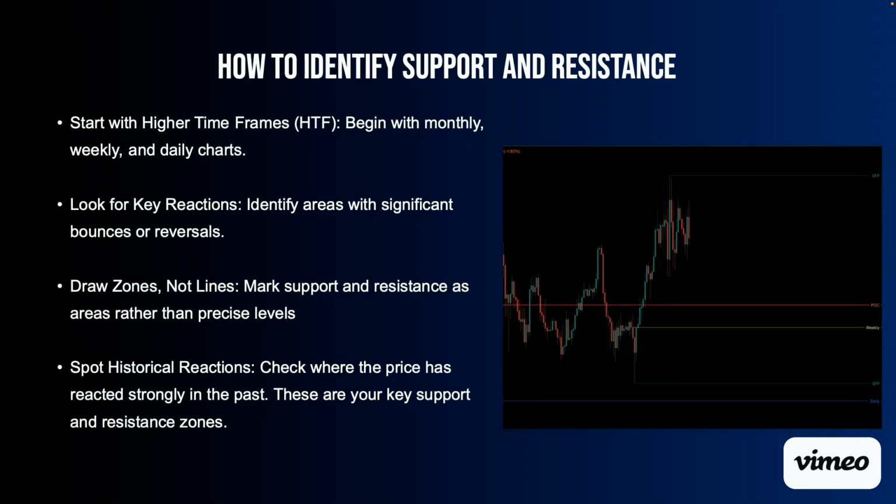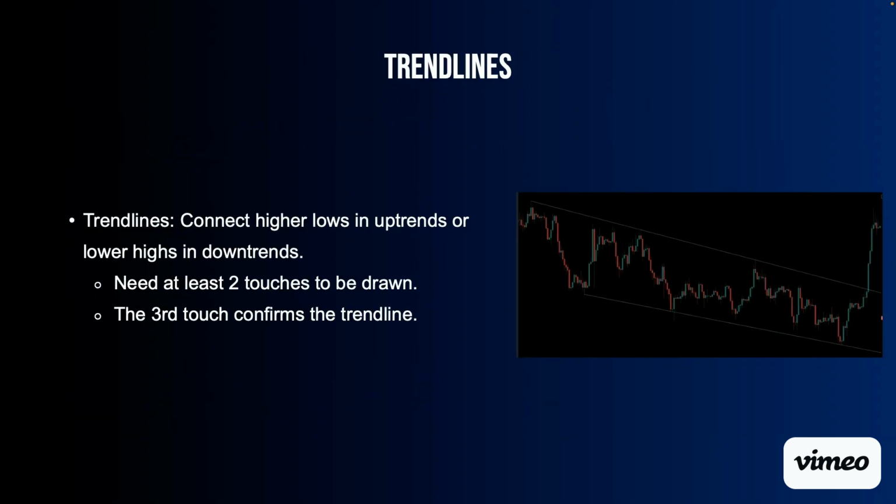And then you can spot historical reactions. Check to see where prices reacted strongly in the past. These are your key support and resistance zones as well. Look for areas with multiple touches, significant reversals, consolidation, and volume spikes.